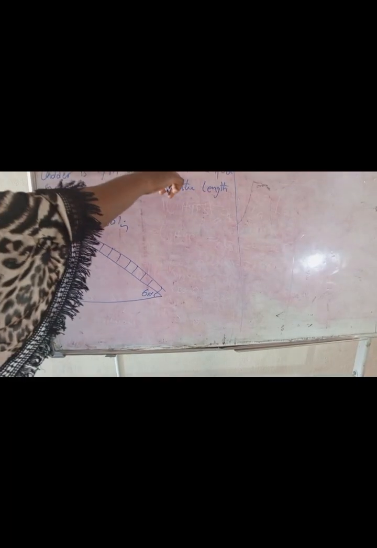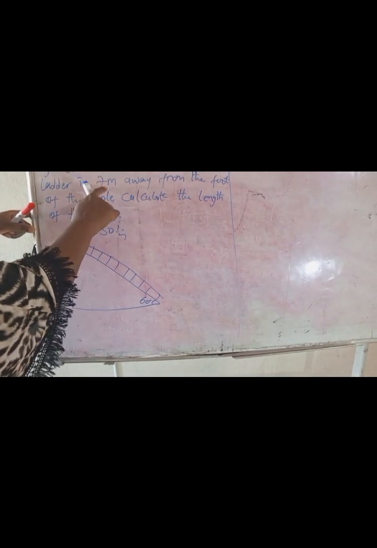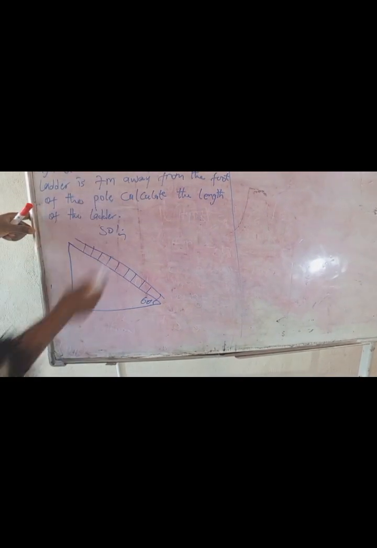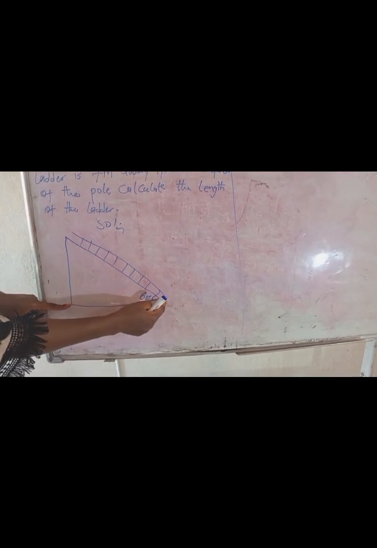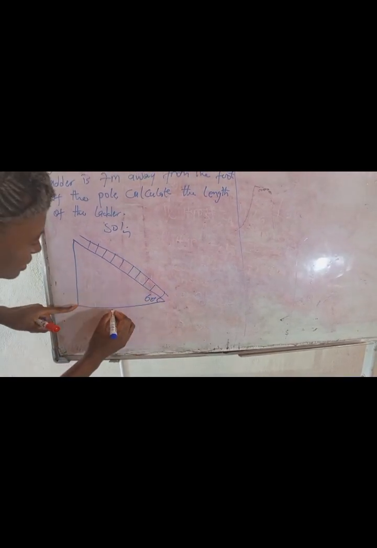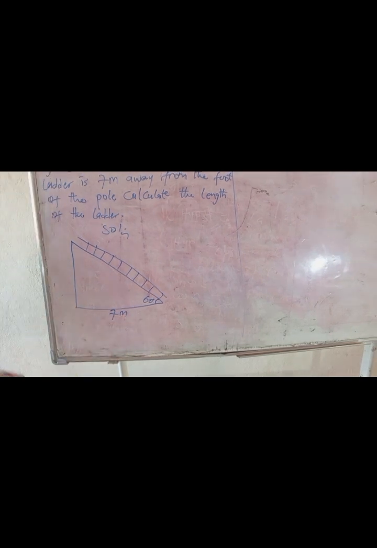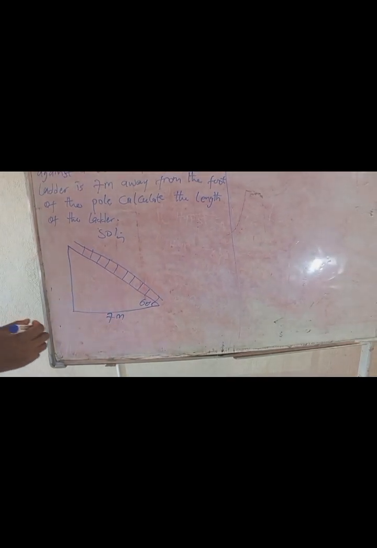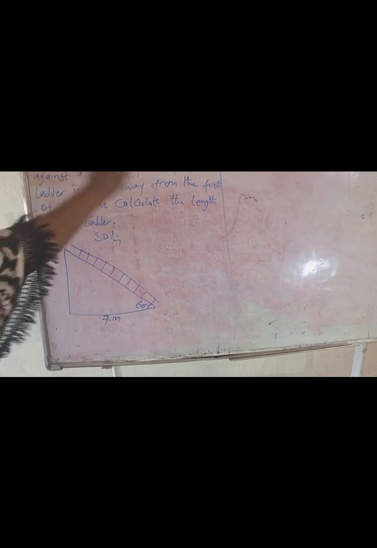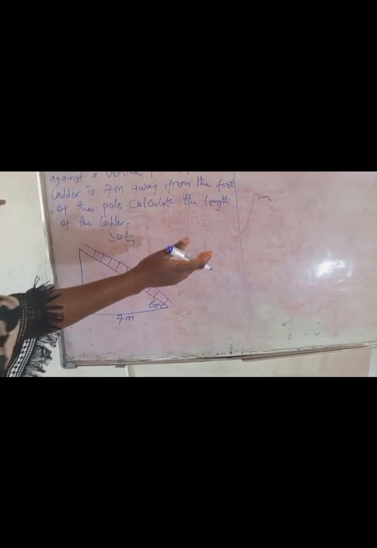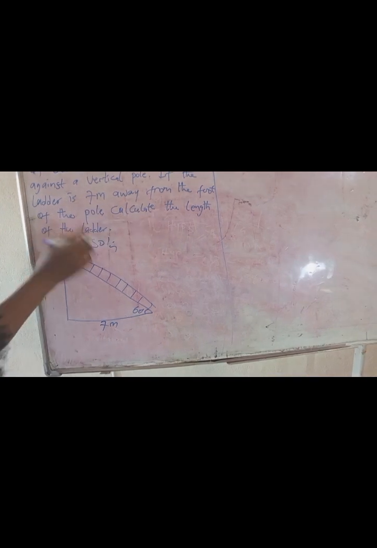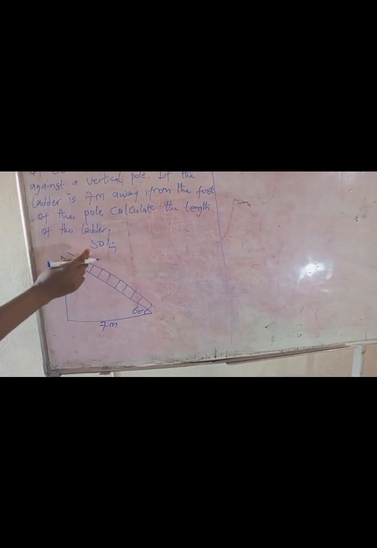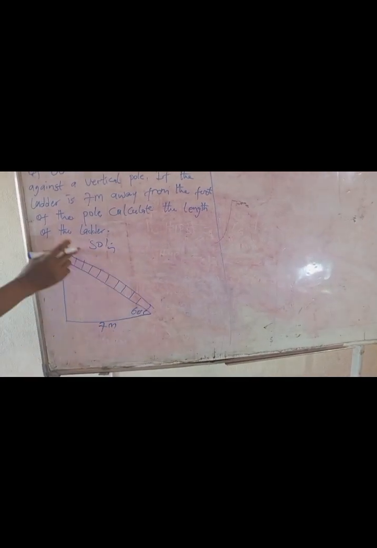Now, the ladder is 7 meters away from the foot of the pole. This is the foot of the pole. This is the ladder. So from here to the ladder is 7 meters away. Did they give us any other thing? No. Then they now say we should find the length of the ladder. So this is where they say we should calculate the length of the ladder.